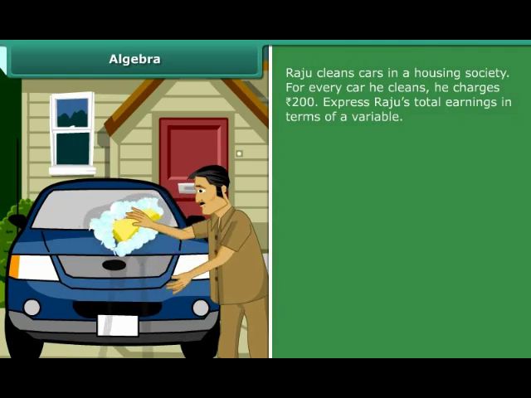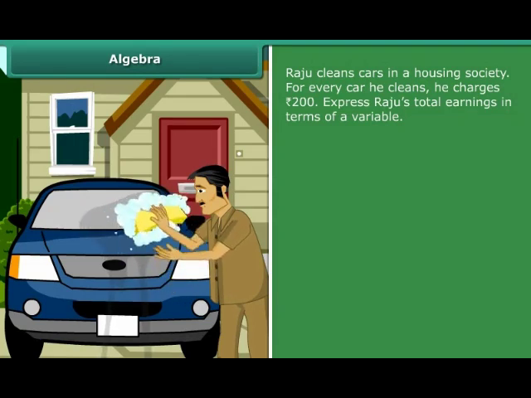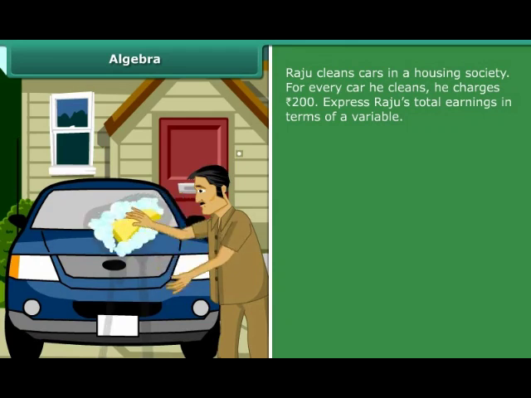Raju cleans cars in a housing society. For every car he cleans, he charges 200 rupees. Express Raju's total earnings in terms of a variable. Raju's total earnings depend on the number of cars he cleans.